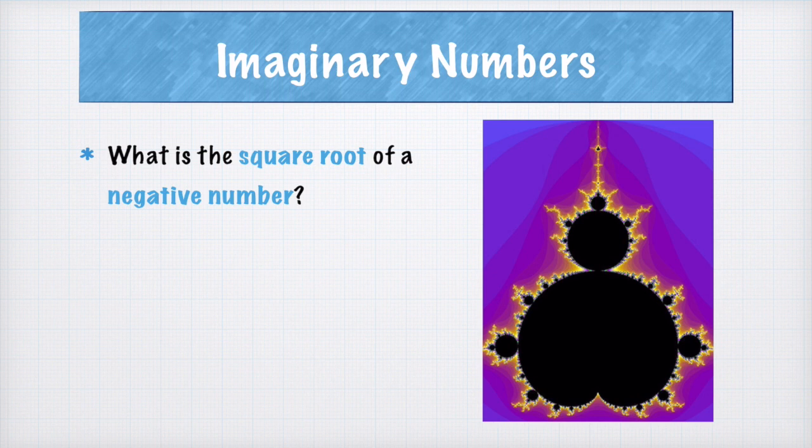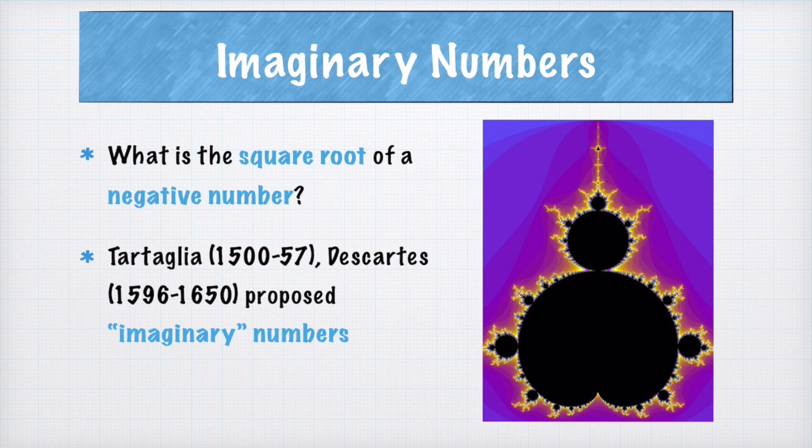But essentially, we didn't know this for quite some time. In fact, it was Tartaglia who first decided that these might exist, and Descartes also proposed imaginary numbers a little bit later. But this is only in like the 1600s. So think about that. That's only about 500 years ago that this thing actually even started to be considered an idea.